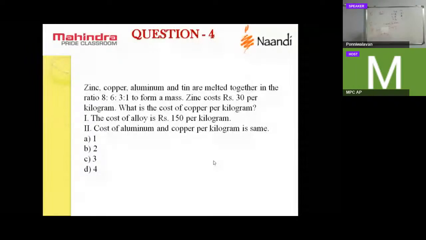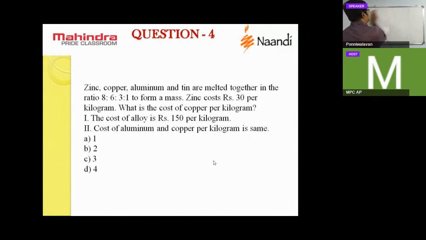Okay, now try this. Zinc, copper, aluminum and tin are melted together in the ratio 8 is to 6 is to 3 is to 1 to form a mass. Zinc is 30 rupees per kg.